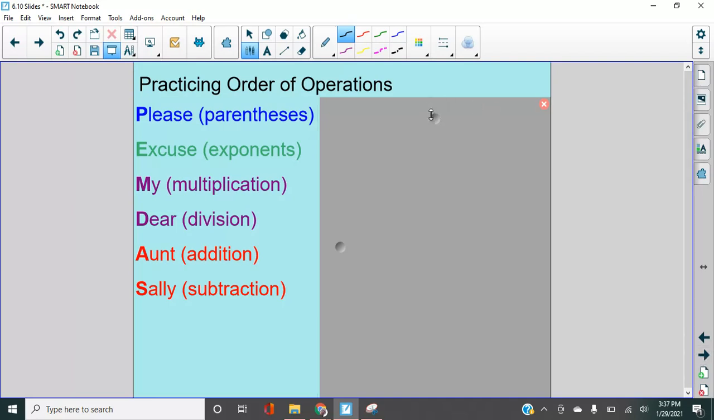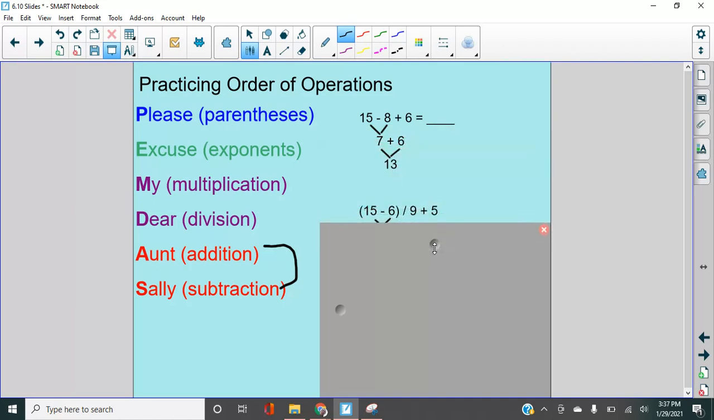We've got some right here. So if we add 15 minus 8 plus 6. Well, remember I told you adding and subtracting are equal. So even though subtracting is written underneath here, right? It's equal to adding. So we would do the subtracting first and then add the 6 to get 13.